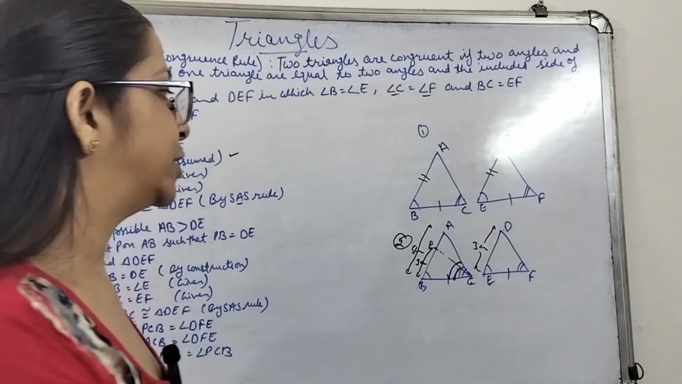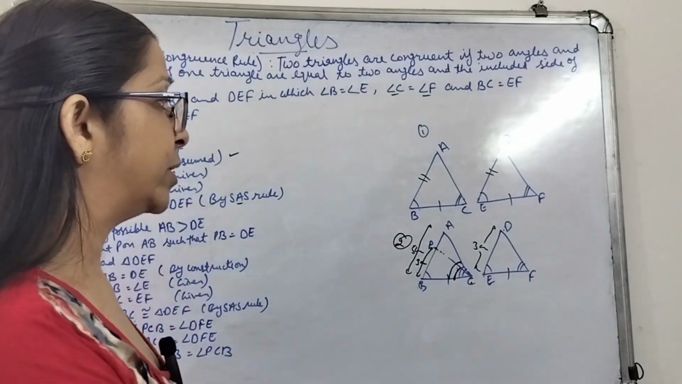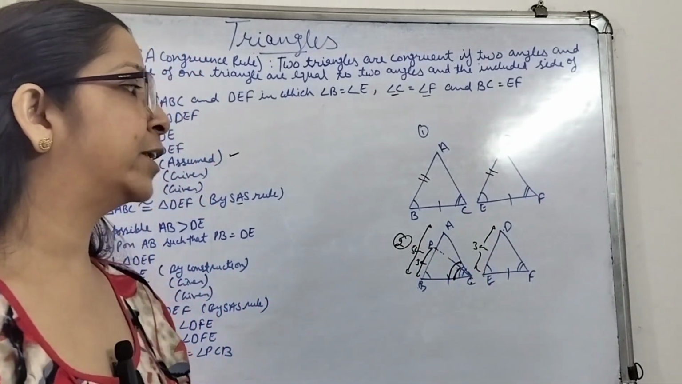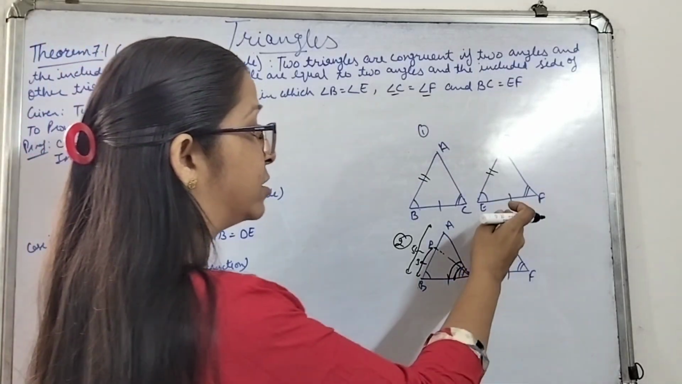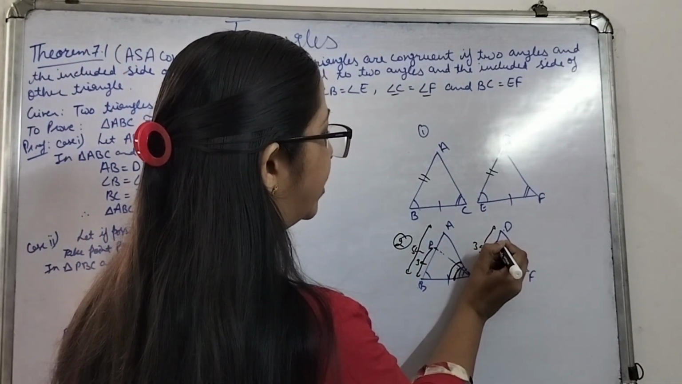So this is the second condition, when we have taken that AB is greater than DE. Similarly, this could even be the condition. The third condition could be that AB is less than DE. In that case, because DE is greater than AB, we will be taking any point here, somewhere here.